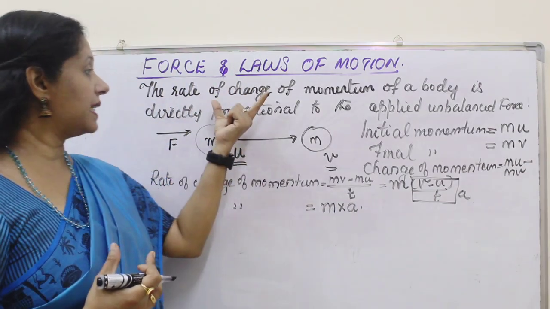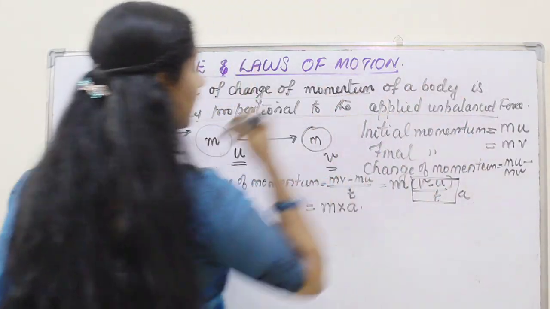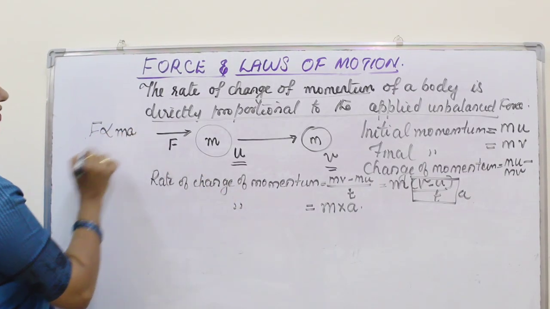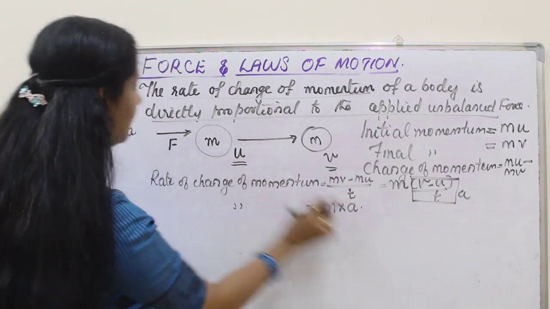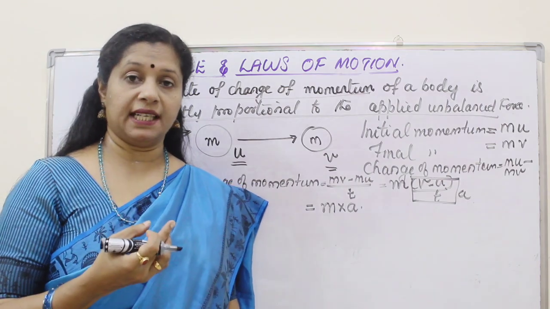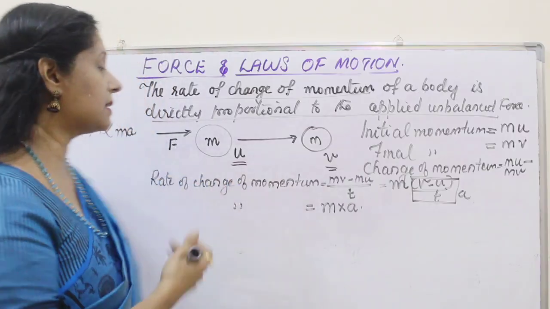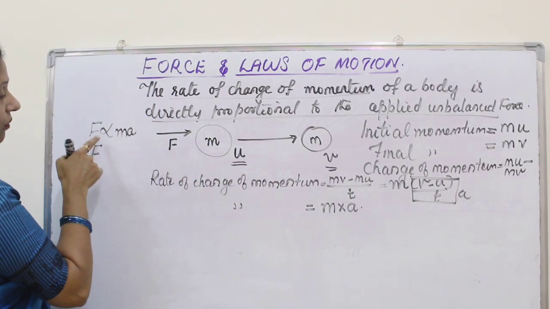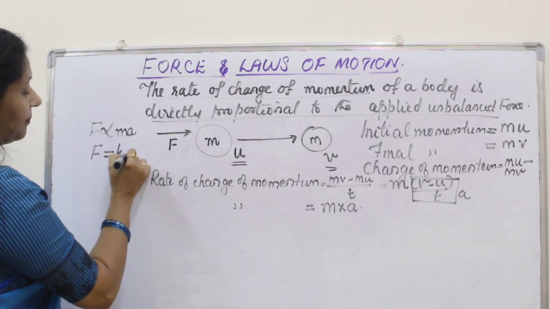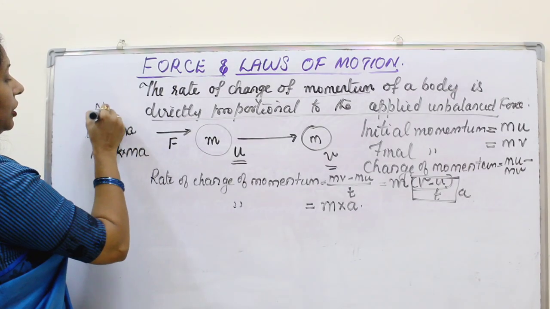What did Newton's second law state? Rate of change of momentum of a body is directly proportional to the applied unbalanced force. So here force F is directly proportional to rate of change of momentum. Rate of change of momentum we found is ma. So F is proportional to ma. Whenever we have to change a proportionality sign, we have to bring in a constant. Usually we take it as k, but sometimes it varies, but here we can take it as k. So if I want to change this proportionality sign into equals, I will add a constant k, k into ma. The unit of force is Newton.